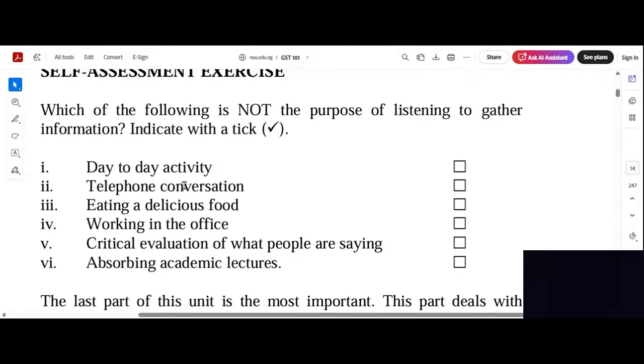Now, day-to-day activity, you guys will just answer. Is day-to-day activity listening to gather information or not? Or is it listening in general? The first one is, oh, sorry, I think I must have copied the wrong thing there. So the first one is day-to-day activity. What kind of listening is it? Is it general or specific purposes? Day-to-day activity. Is it listening? What is your answer?